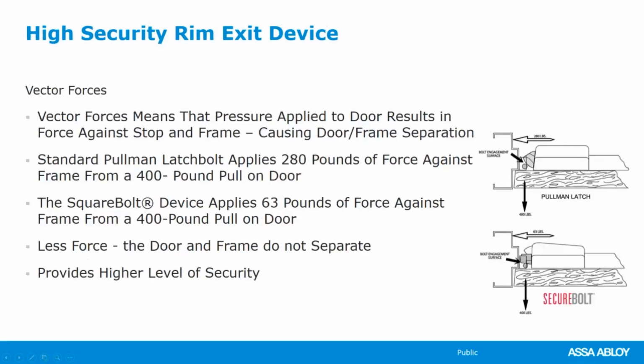Our high security rim device, our secure bolt. And we talked about that 400 pounds of pull on the outside. With a normal Pullman type latch, that 400-pound pull puts about 280 pounds of pressure against your stop of your frame where your strike is mounted, or against that mullion where the strike is mounted. With our secure bolt, instead of a normal beveled or Pullman type latch, it utilizes a flatter engagement, almost like a deadbolt type engagement. That same 400-pound pull puts about 63 pounds of force against the stop.